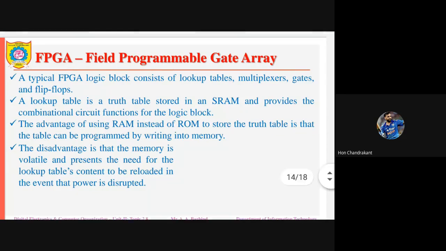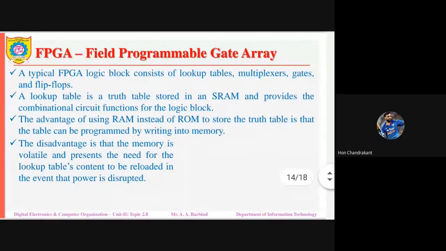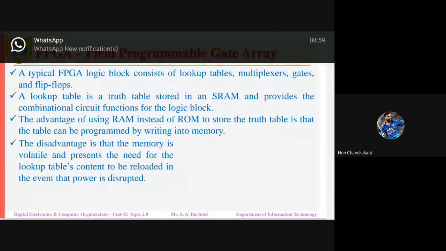So one major difference between FPGA and the PLDs is that FPGAs use RAM, that is random access memory, and all of you know the major difference between RAM and ROM. ROM is non-volatile: even if power goes off, the contents are stored in the ROM. But in case of RAM, the bits are not stored, so it is volatile. If power goes off, the contents are lost.